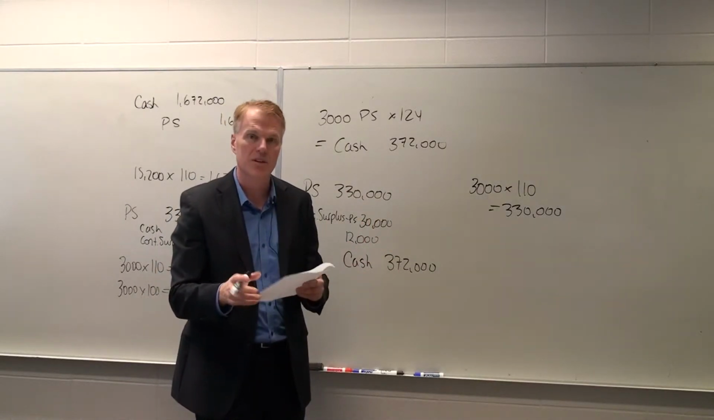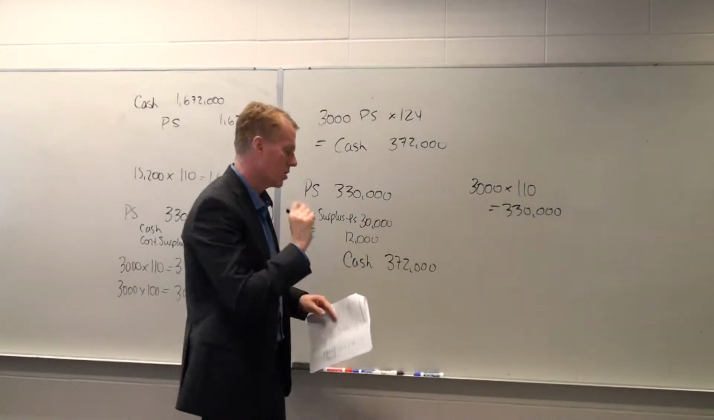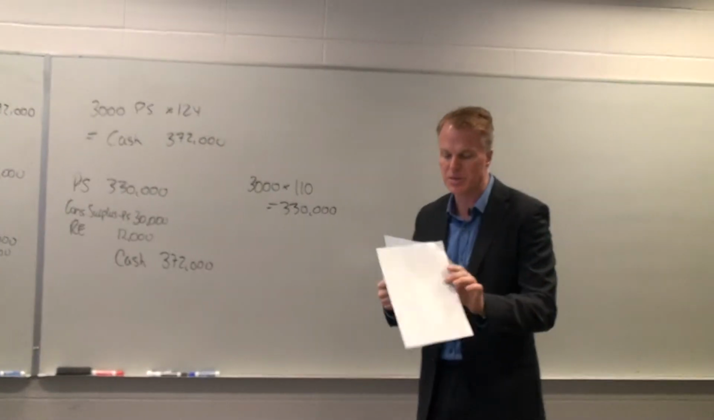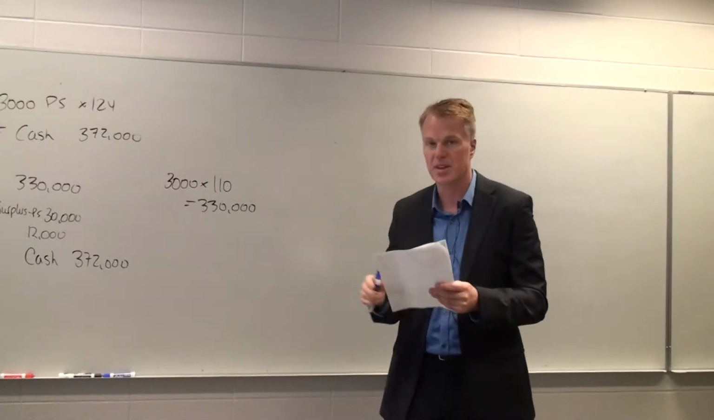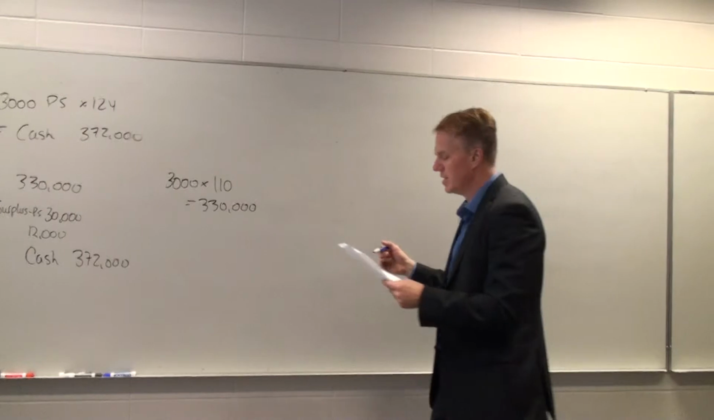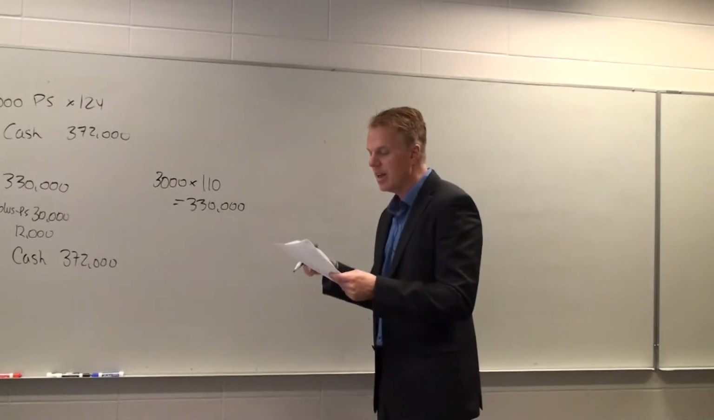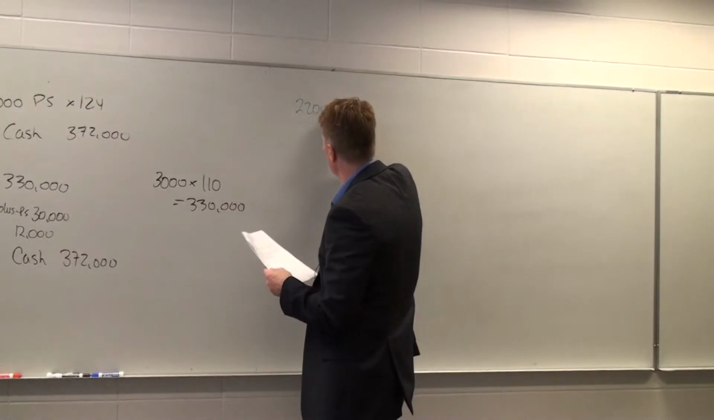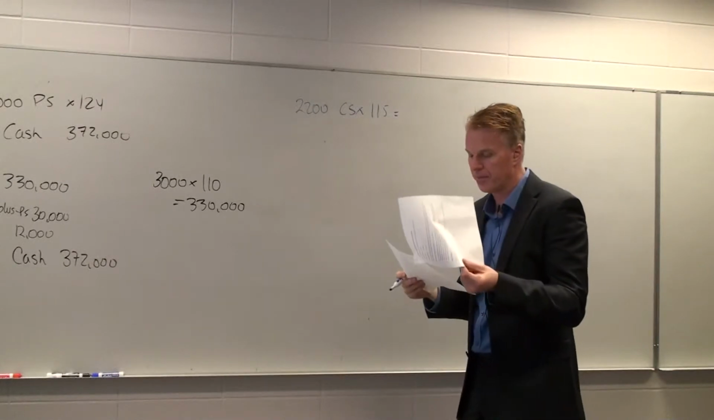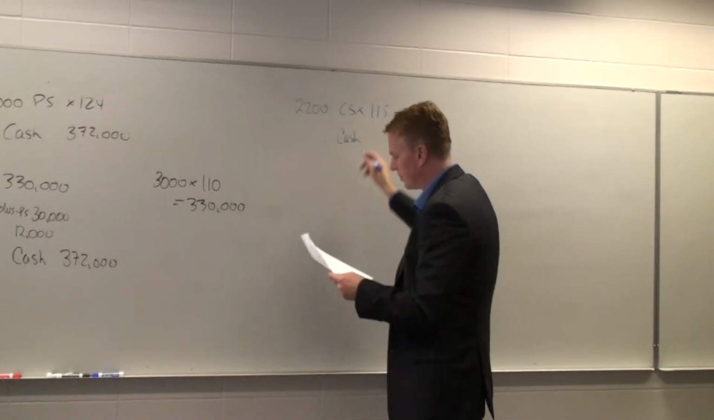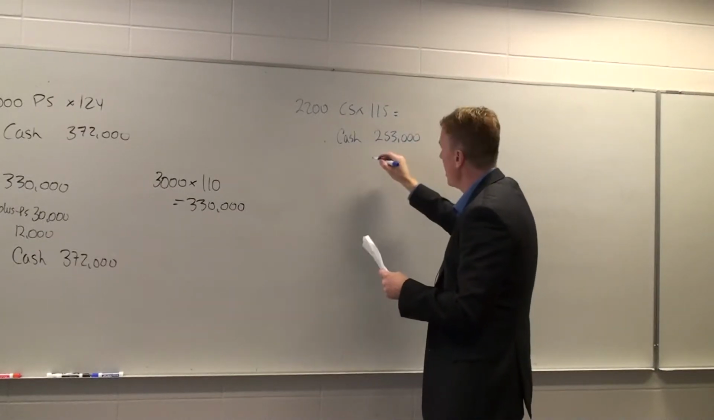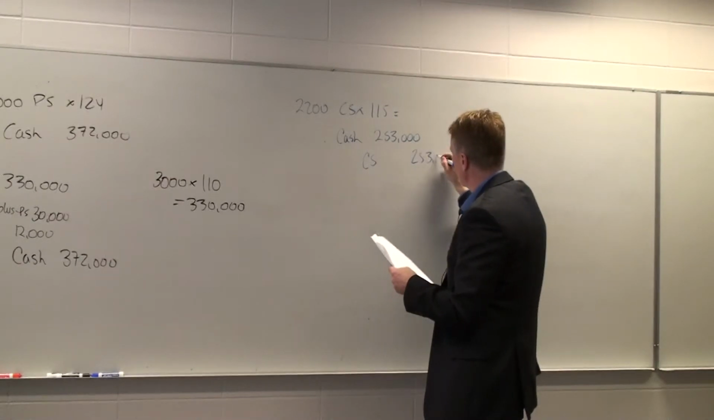Let's move on to the second part of the question. Second part of the question deals with the common shares. So when we take a look now at the common shares, we've got very similar transactions as we just looked at in the preferred shares. So we've got a couple selling of the common shares. The first transaction we see here, which is transaction number 4, is the selling of 2,200 common shares at $115 per share. So that'll be cash, $253,000, and common shares, $253,000.